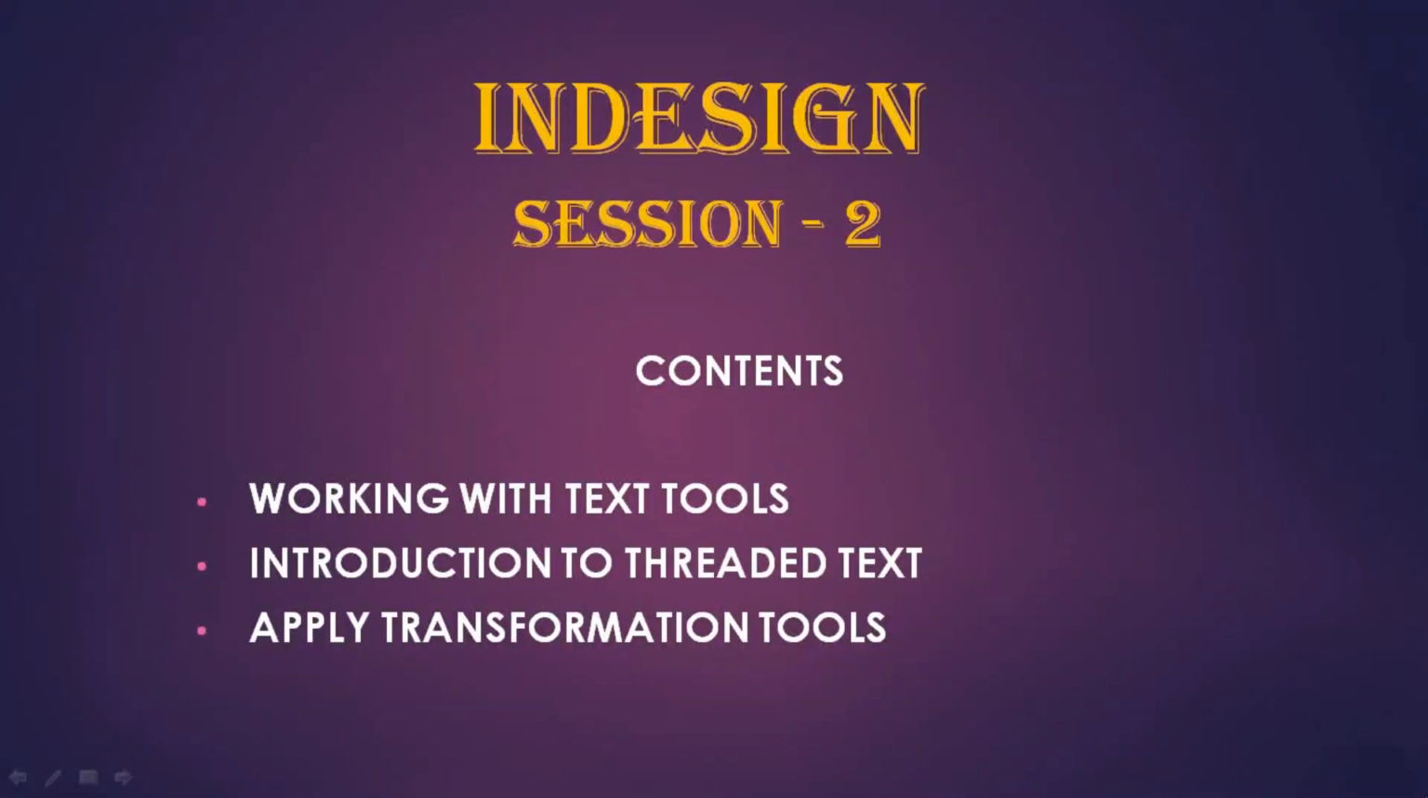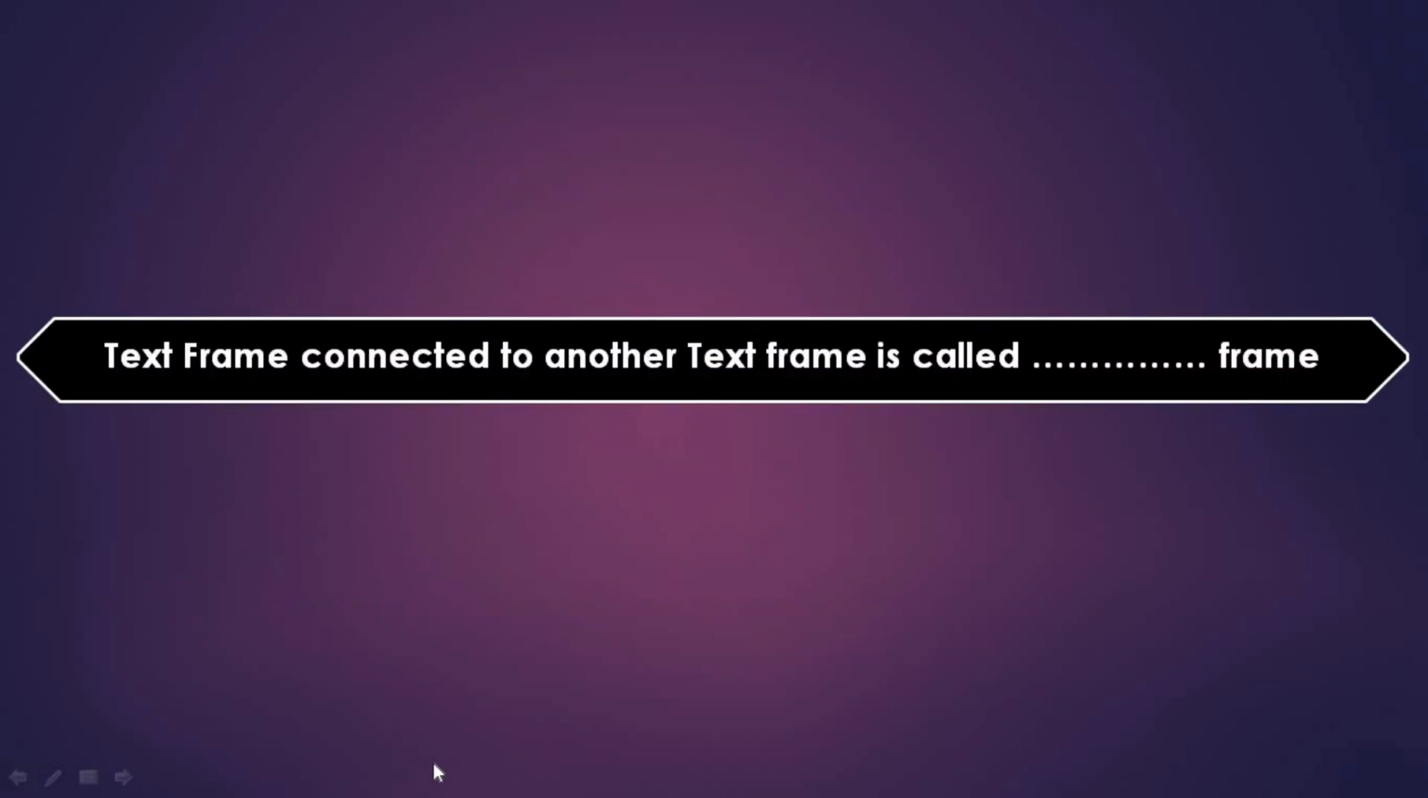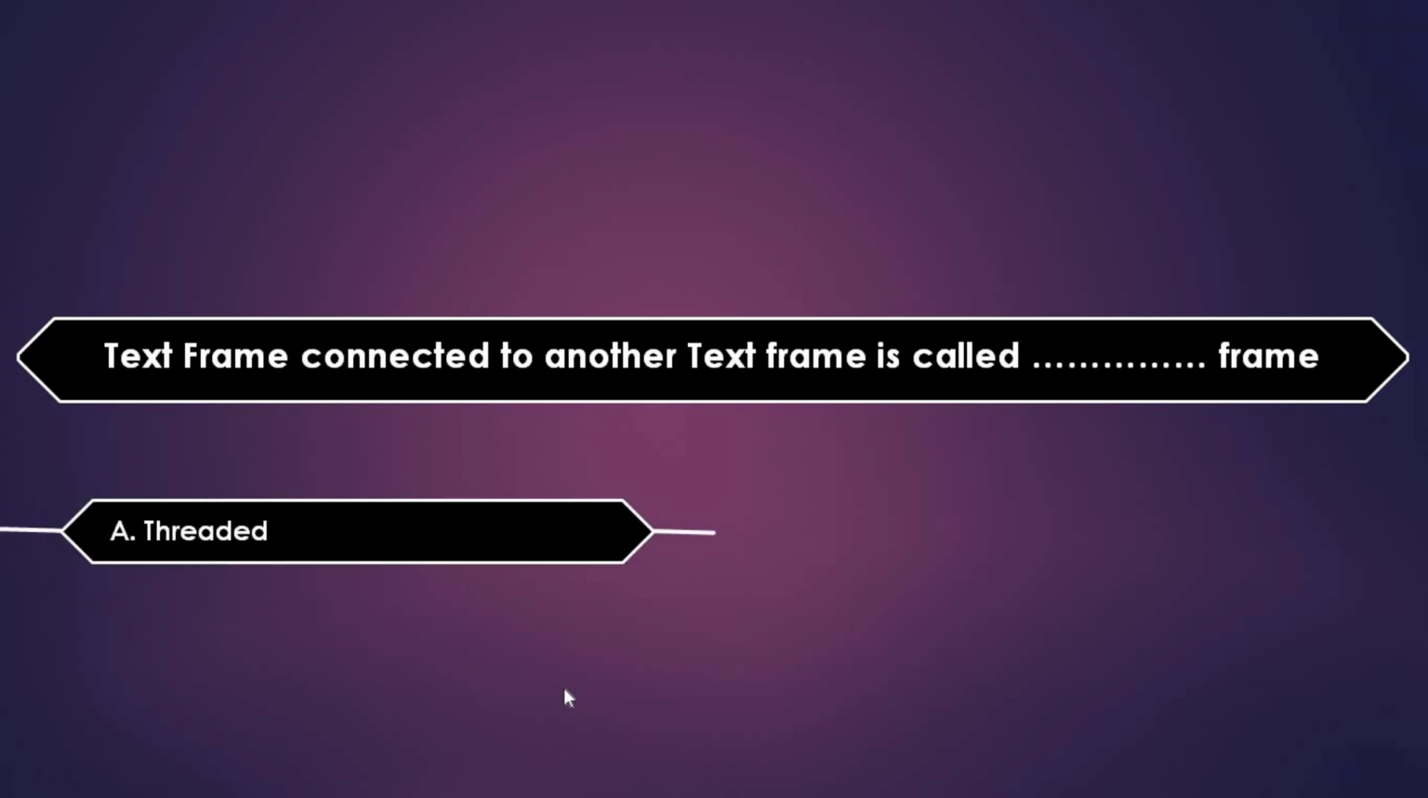This video is the second session of InDesign. We have covered the 4th, 5th and 6th chapters of InDesign, that is working with text tools, introduction to threaded text, and applied transformation tools. The first question: a text frame connected to another text frame is called dash frame.